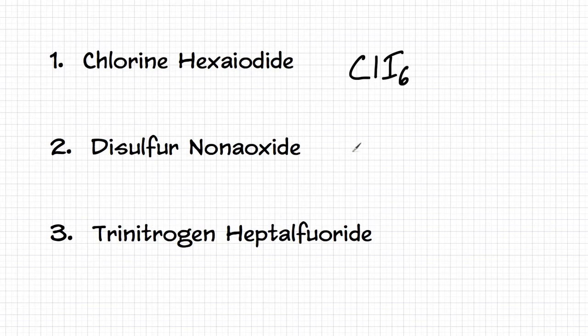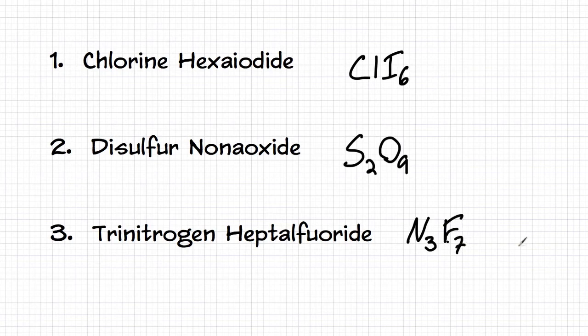The next one is disulfur nonoxide. And so we have sulfur, and we've got 2 of them for di, and the oxide is 9. And then for the last one, we have nitrogen, and there's 3 of them for tri, and heptafluoride. Hepta, of course, is 7. And that's how you do it, and this concludes our lesson.